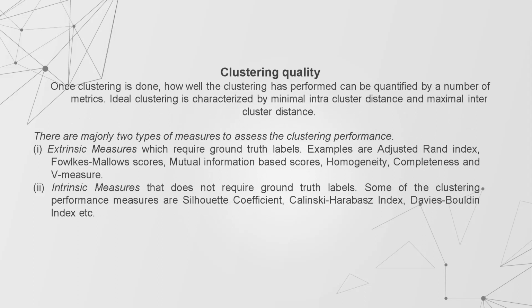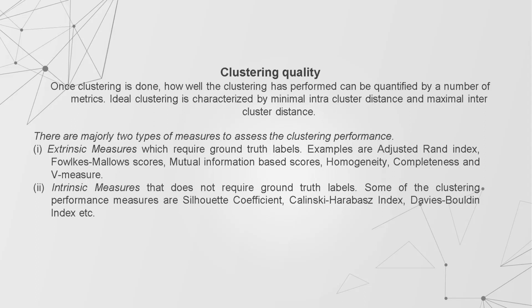Clustering quality. Once clustering is done, how well the clustering has performed can be quantified by a number of metrics. Ideal clustering is characterized by minimal intra-cluster distance and maximal inter-cluster distance. And there are majorly two types of measures to assess the clustering performance. First is extrinsic measures, which require ground truth labels.